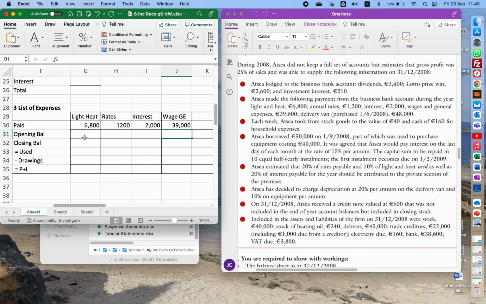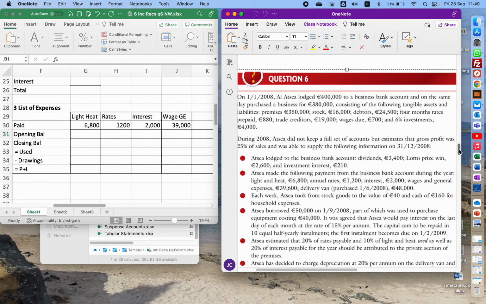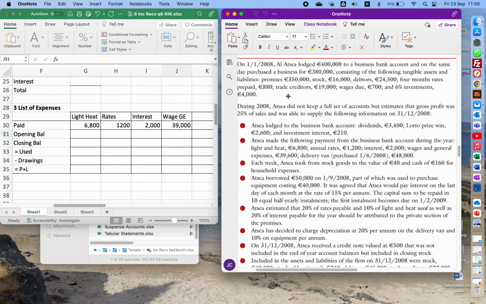So light and heat. I'll go to the top of the question. Is there anything relevant to light and heat at the top of the question? So stock of heating oil, electricity bill due, something like that was what I'm looking for. Stock, debtors. Oh, it's 4 months rates prepaid, 880. So that means that we had 880 at the beginning that was paid last year but was to be used up this year, so we're adding it to this year, so it's a plus. Trade creditors, wages due 700. So wages, general expenses, so 700 is there. So that means of the 39 we paid, 700 is to do with last year, so I'll take that out. So that's going to be a minus, because it's last year's figure.